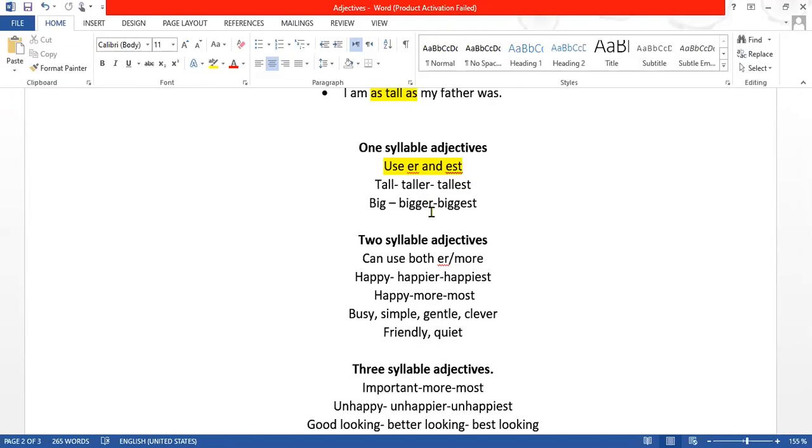Then we have two syllable words, for example, happy, happier, happiest. I've written here that we can use both ER or more with it. Is it right to say I'm more happy or I'm happier? Which one is right? I'm happier, sir. Sir, we cannot add the word more or very with certain words because it's not the rule. Like, we cannot say more happy.